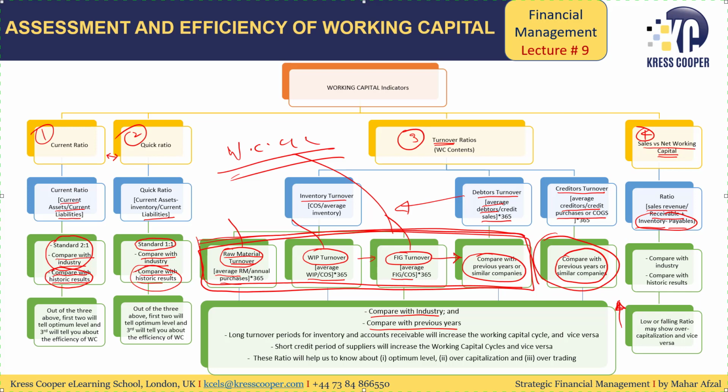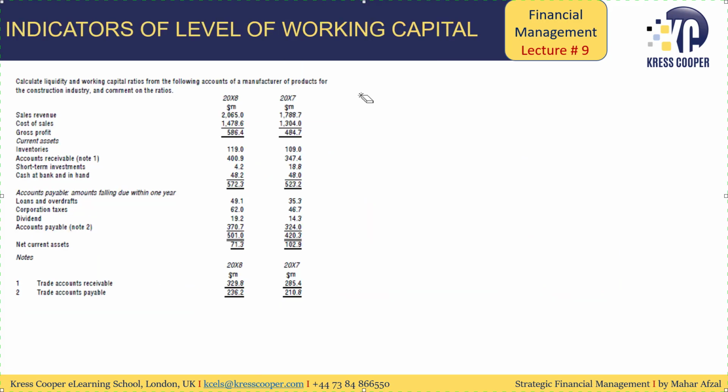So we can say if this ratio is going up, there are chances of shortage of working capital and the company will not be able to meet its current obligations. We need to take the measures accordingly. I have taken this example from an ACCA book. The data has been given for 2008 and 2007. They are asking to calculate the liquidity and working capital ratios.